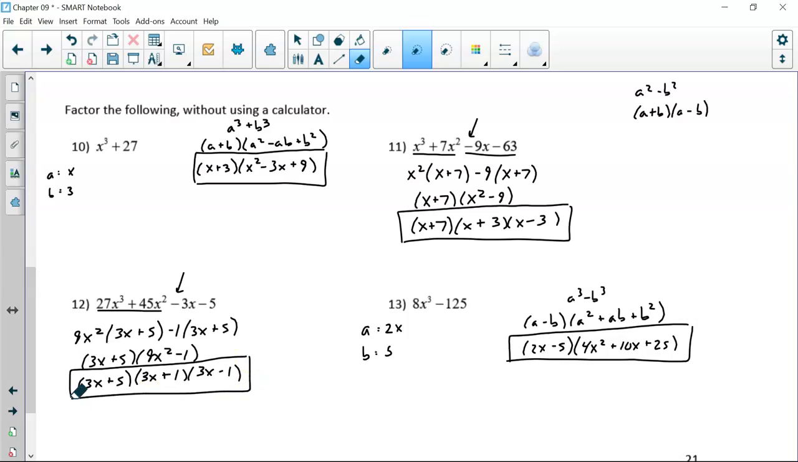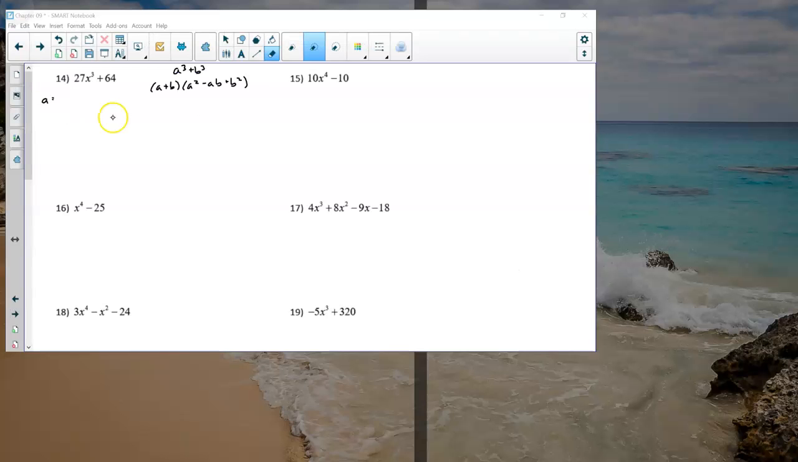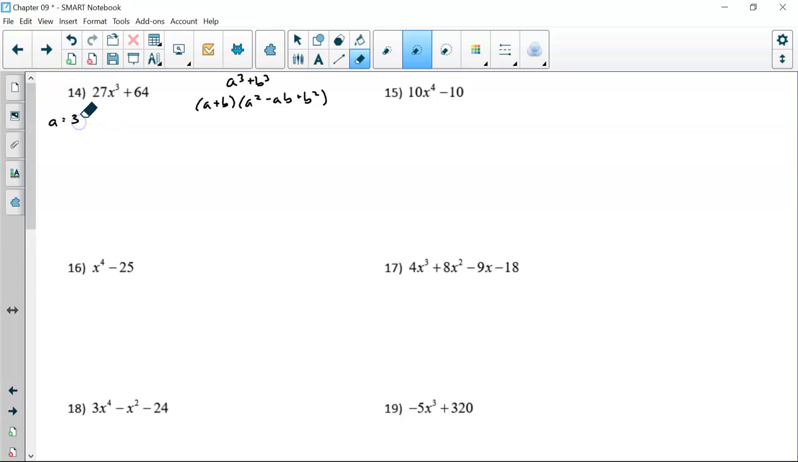Let's go to the next page, please. Perfect cube plus a perfect cube. It's in that form of a cubed plus b cubed. So it's going to be in the form of a plus b, a squared minus ab plus b squared. So a is the cube root of 27x cubed. The cube root of 27 is 3. Cube root of x cubed is x. B is the cube root of 64, and the cube root of 64 is 4. So we just fill in our values.